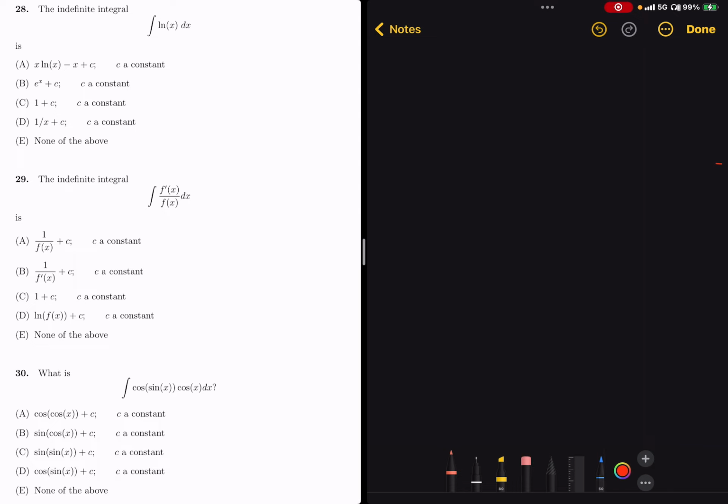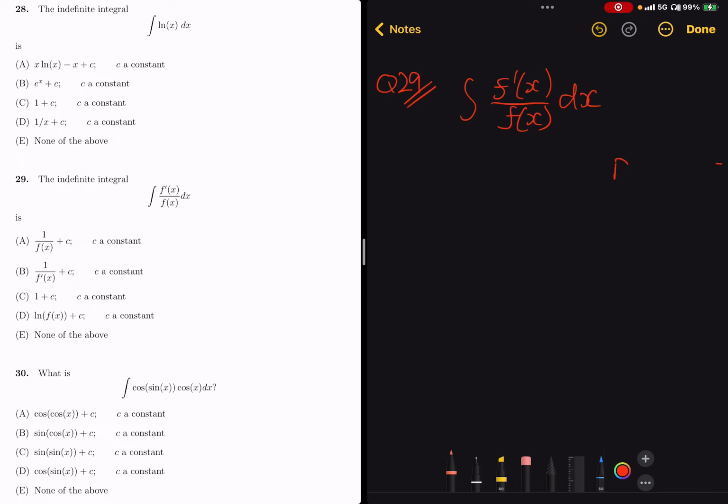Okay, so let's do question 29. The indefinite integral of f prime of x over f of x dx is which of the following? So this one you can do the derivatives if you're not sure. You can do all the derivatives and see which one gives you f prime of x over f of x as your functional solution. But this one is also a known one. This is the logarithm, right?